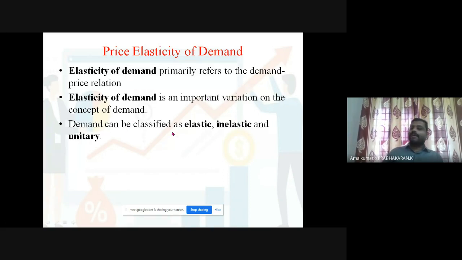So demand can be classified as elastic demand, inelastic demand, and unitary elastic demand. So there are three different types of elasticity of demand, or demand can be classified in three different forms: elastic demand, inelastic demand, and unitary elastic demand. That is the price elasticity of demand.